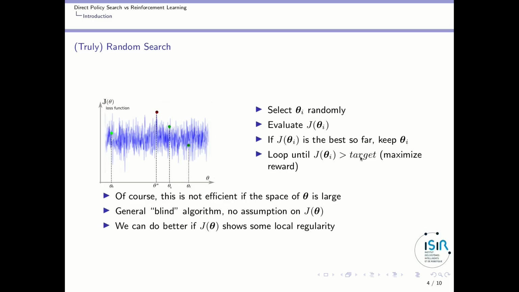Of course, if the space of parameters is large, this is not at all an efficient method because you will have to sample a lot. This is purely blind search. But the point with this algorithm is that it has no assumption at all on the performance function with respect to the parameters. Since you just sample points completely blindly, you are not making any assumptions on how those points will perform in practice. So the point about policy search method is to consider that we can do better if the function of performance with respect to the parameters shows some local regularity. That's the point of the next slides.